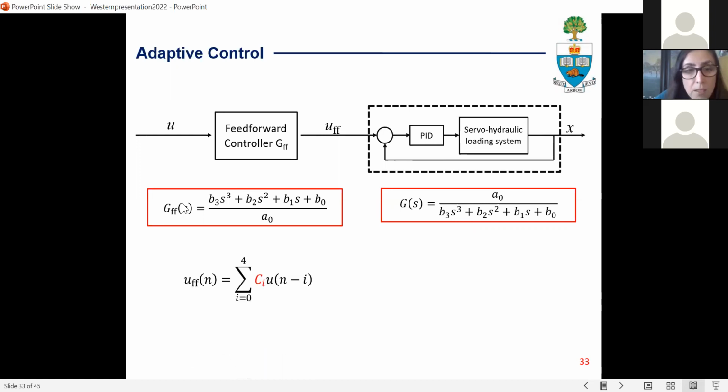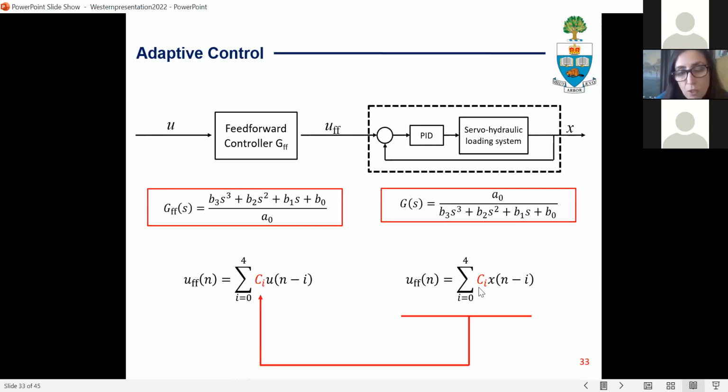So what we did was we introduced a discrete domain representation of this relationship between U and UFF, and also another relationship between UFF and X in this discrete domain representation, and the coefficients are adjusted such that perfect cancellation can occur. Instead of doing this system identification ahead of time, we introduced online identification to calculate the coefficients of CI by using UFF and X as we perform the test. And this way, the feed-forward controller becomes an adaptive controller.